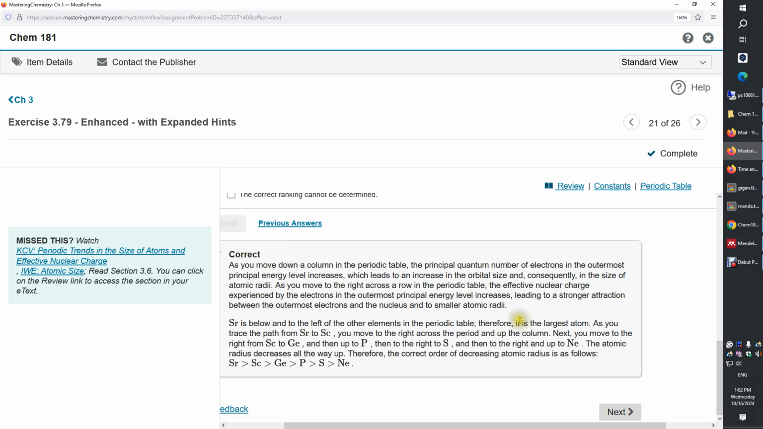Here's the Mastering Chemistry solution. In general, if you go from top to bottom, the atomic radius increases. And if you go from left to right, the atomic radius actually decreases due to the so-called increasing effective nuclear charge. When you have a larger effective nuclear charge, the electrons are more attracted to the center of the atom, to the nucleus of the atom, and therefore you have a smaller atomic radius.